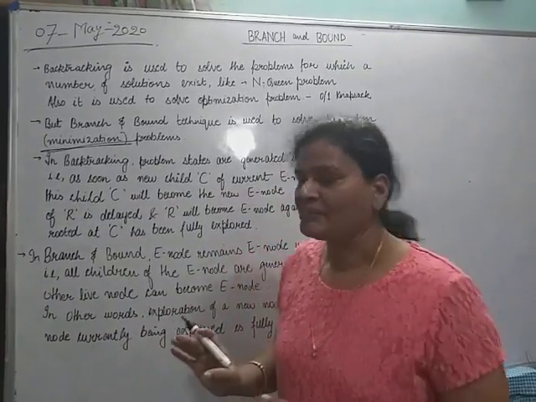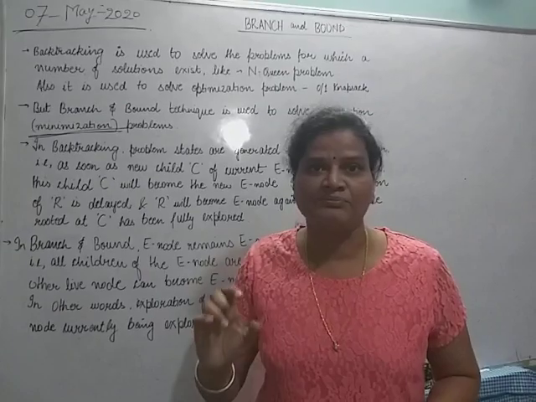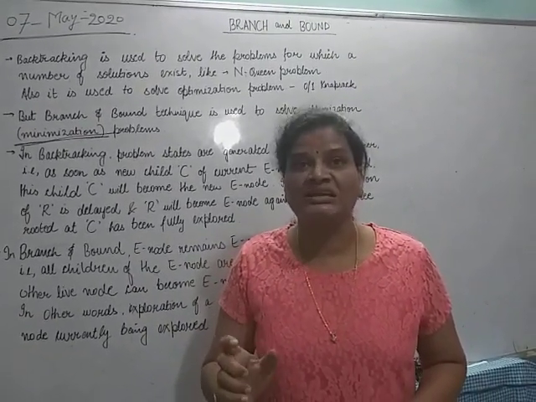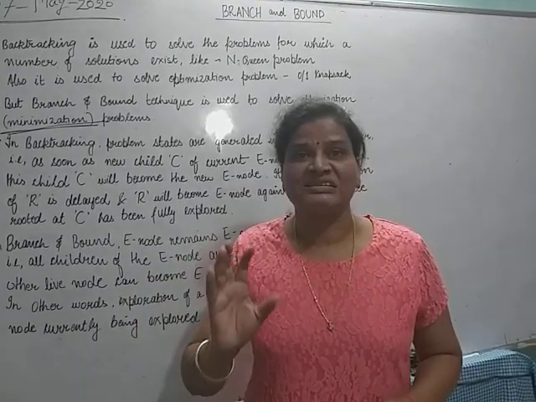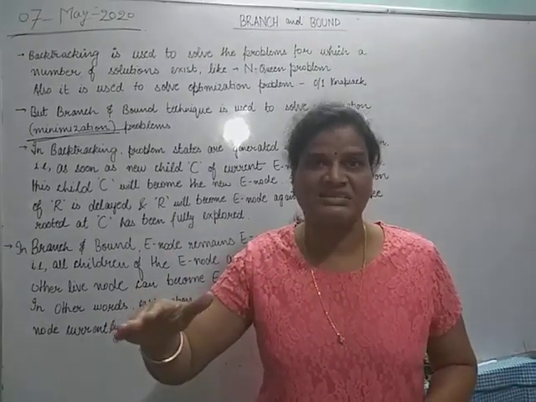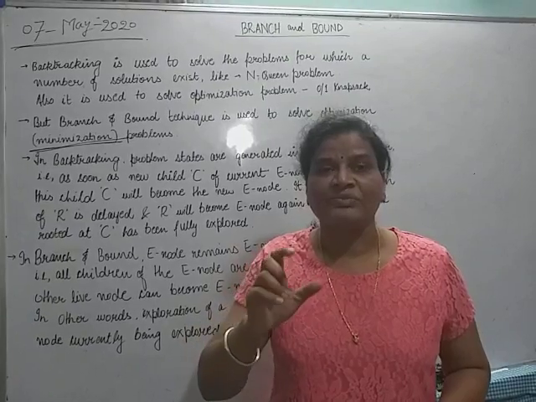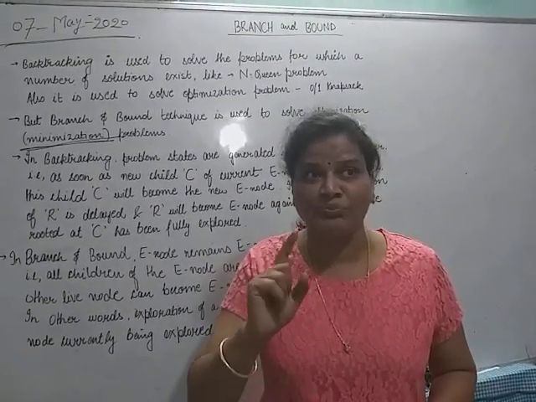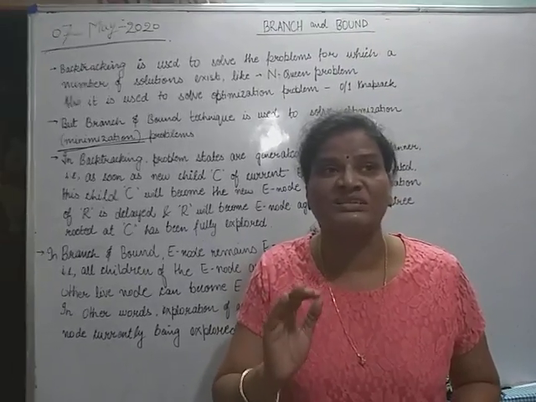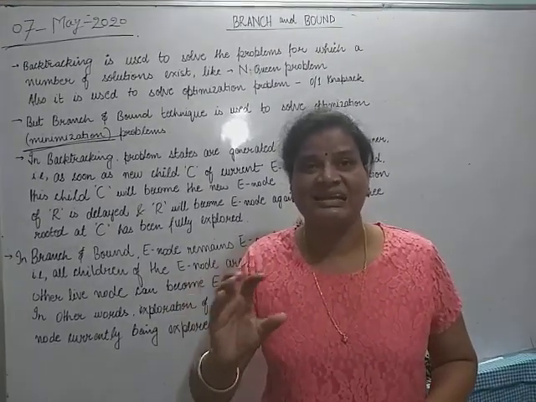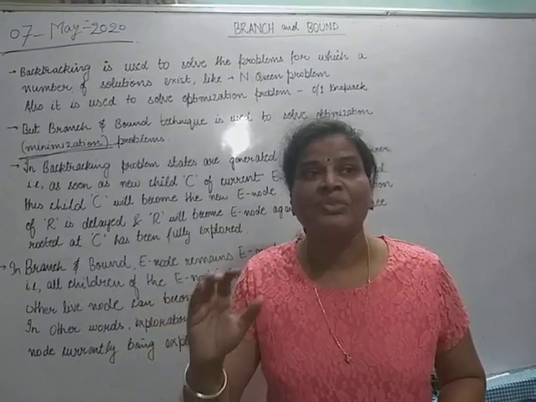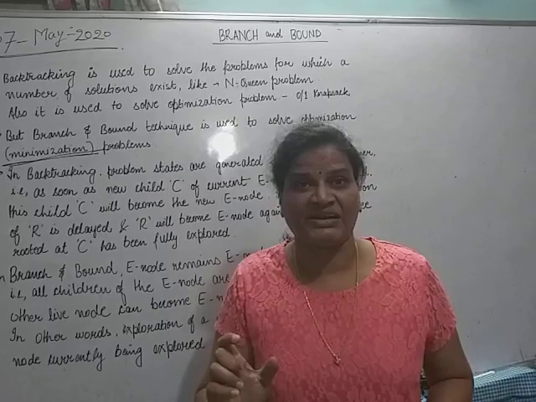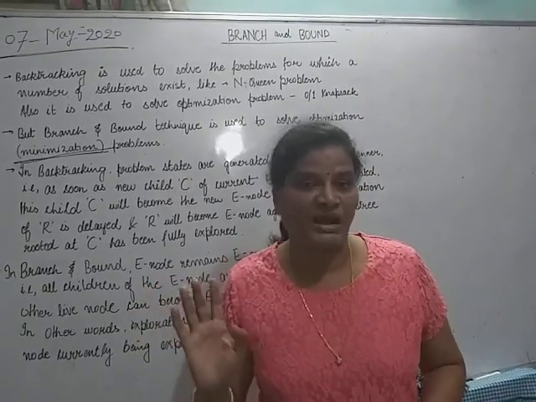In both backtracking and branch and bound, the problem states are generated using the state space tree. Systematically we generate the problem states, and here the generation of nodes is different. Carefully note down that in both backtracking and branch and bound the problem state space tree is generated, but the generation of nodes is different in backtracking and branch and bound.